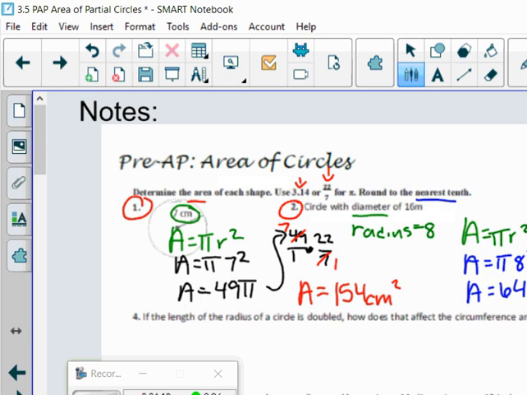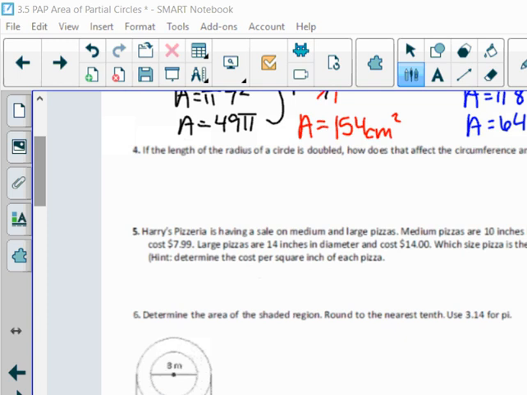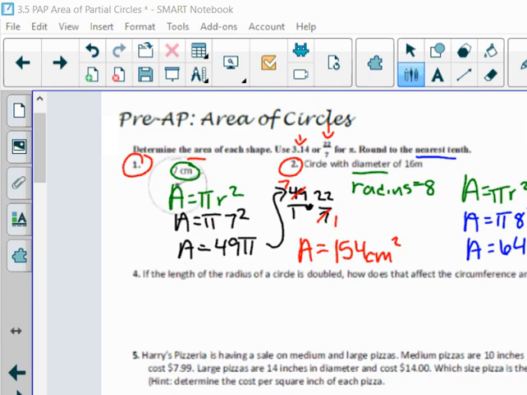Okay, so we're going to look at some word problems together, and then we will be rocking and rolling on our own. All right, so number 4: if the length of the radius of a circle is doubled, how does that affect the circumference and the area?